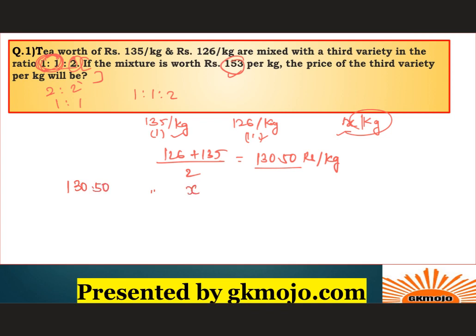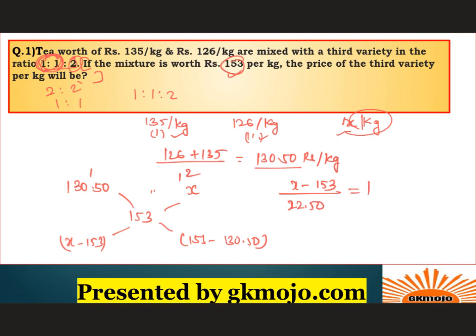130.50 goes over here, and this x comes over here. The mean price is 153. After alligation, we get x minus 153 over here, and this comes out to be 153 minus 130.50, and the quantity ratio is 1:1. So basically (x minus 153) upon (153 minus 130.50, that is 22.50) is equal to 1. Hence x is equal to 153 plus 22.50, and hence the correct answer is x equals rupees 175.5 per kg. This is the price of the third variety of tea.